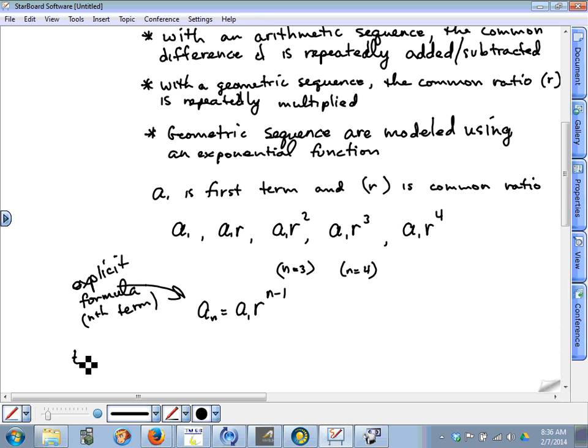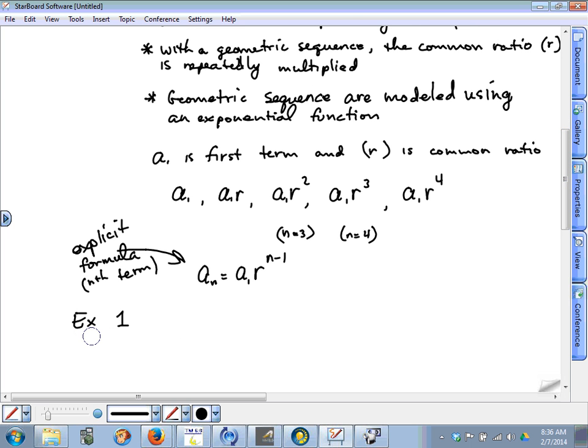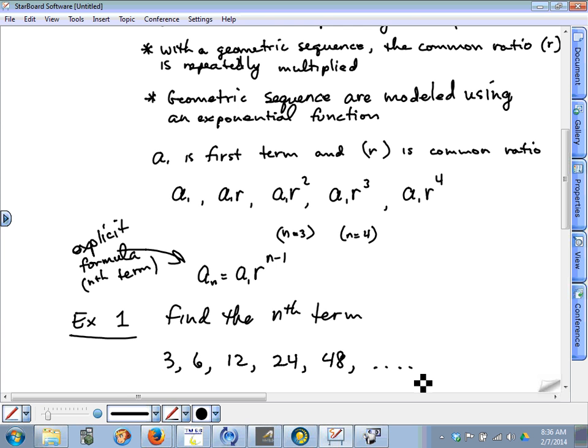Let's practice this real quick. Example one. Sorry, we're moving super light speed here, but you guys keeping up okay? Find the nth term of the sequence 3, 6, 12, 24, 48.